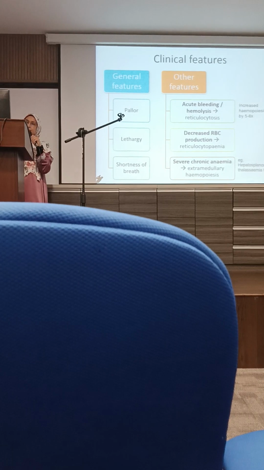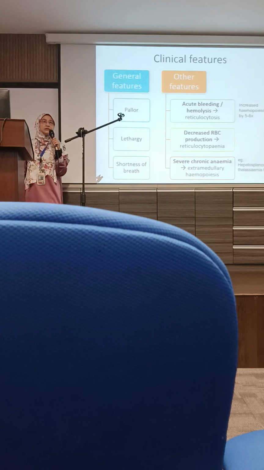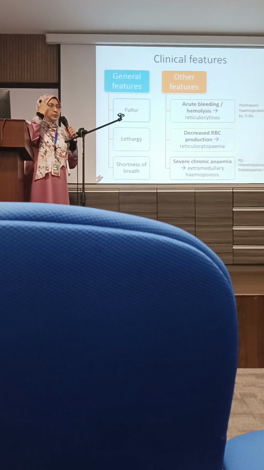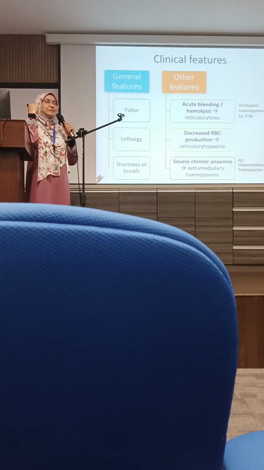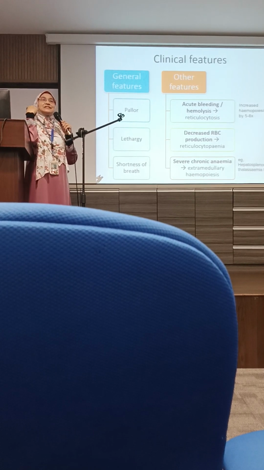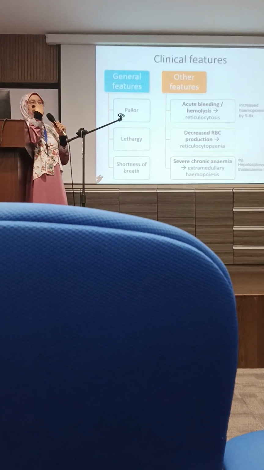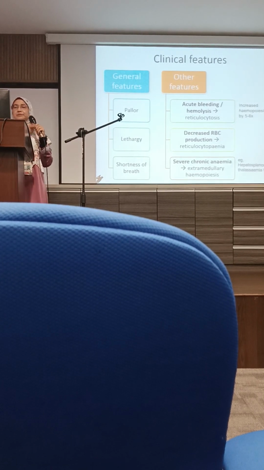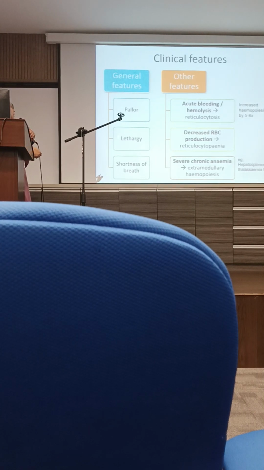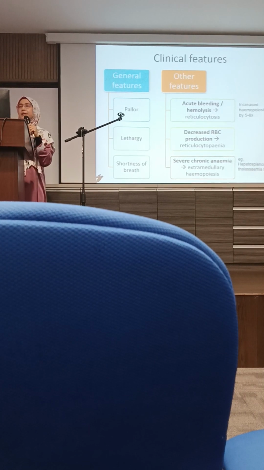So the general features, they can have pallor. Where do you look for pallor? Have you studied clinical skills? Conjunctiva. Where else? Conjunctiva is the most common one. What else? Okay, palm. What else? Mouth. Tongue. Mucosal membrane in the mouth. The tongue and the lips. And the patient may complain of lethargy and shortness of breath.